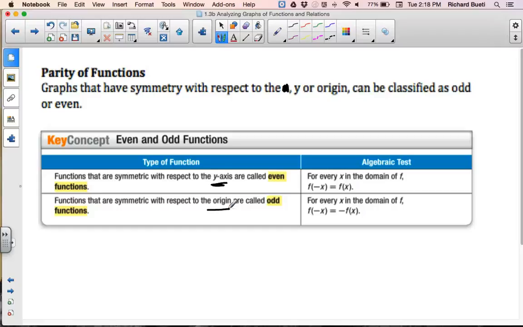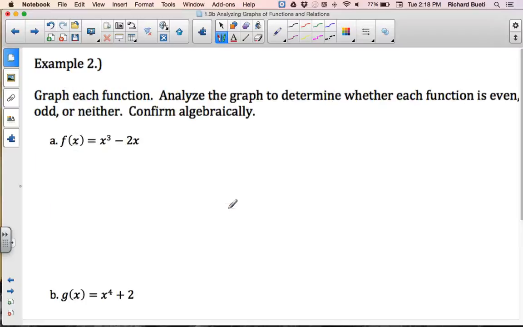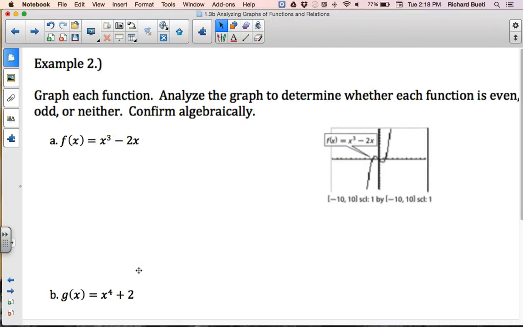Let's try an example with it. Graph each function and analyze the graph to determine whether each function is even or odd, or neither, and then we'll confirm it algebraically. So if I look at the graph of x cubed minus 2x, my graph is actually going to be right here. And if I look at my graph, it looks like a cubic curve.